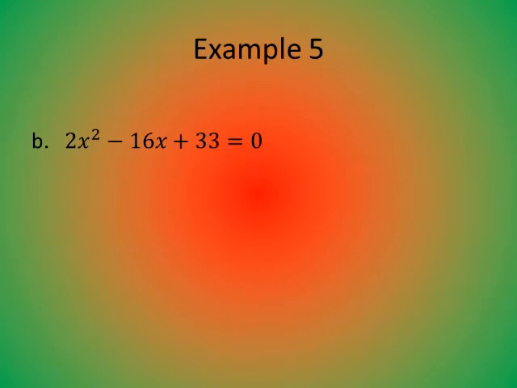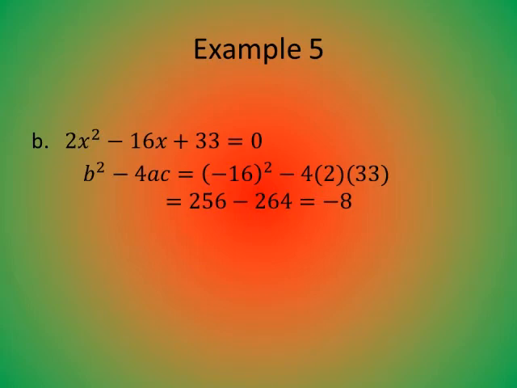For this last example, it's 2x squared minus 16x plus 33 is equal to 0. Again, we're identifying our a, b, and c values. a is 2, b is negative 16, and c is 33. When I plug those into b squared minus 4ac, we end up with negative 16 squared minus 4 times 2 times 33. That gives us 256 minus 264, which is negative 8. Because it's negative, we're going to have a negative under the radical, which means we have two complex or imaginary solutions for this particular quadratic. So the answer that we would get in the end would involve i to some extent.